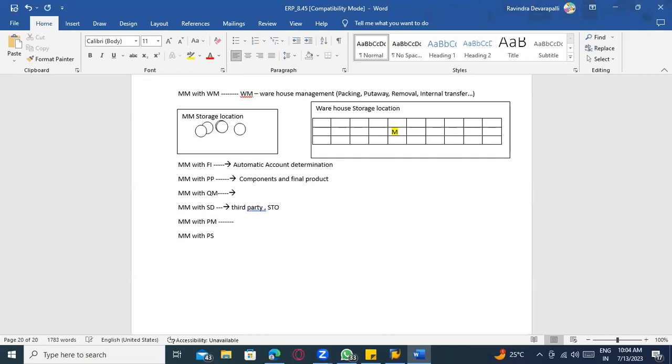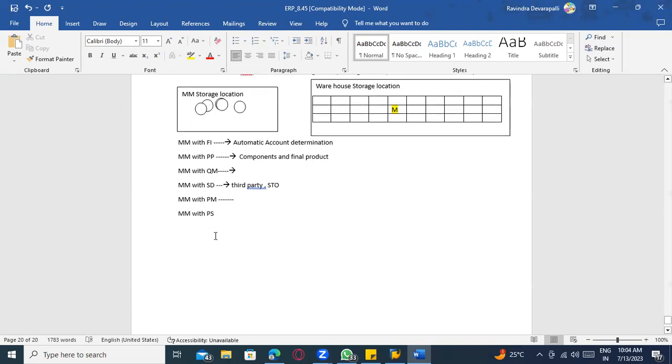Then maintenance, MM with PM, plant maintenance. Again, maintenance people need some procurement. They need some components. Maybe for cleaning, if they want to clean, they ask, can you get the water tankers? I'm planning to clean my factory today. So it's kind of maintenance. If they request some oil or some grease, or some other assets, all this they are requesting. So the plant maintenance team will connect to my material management team to get the stock. Clear? Yes.